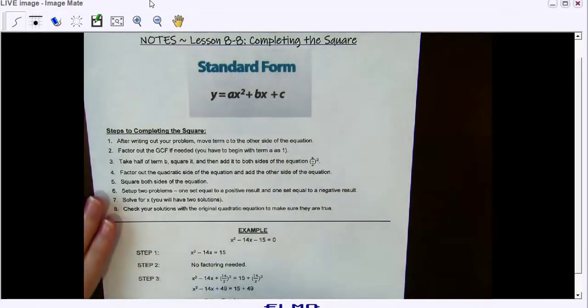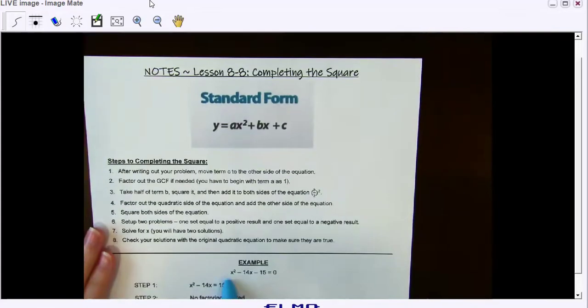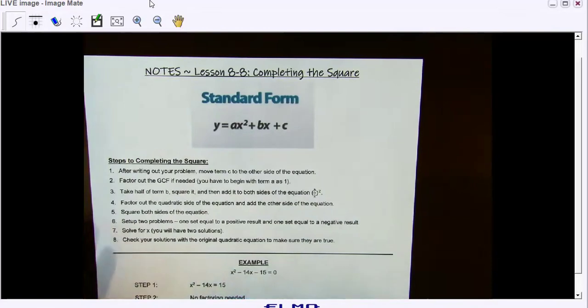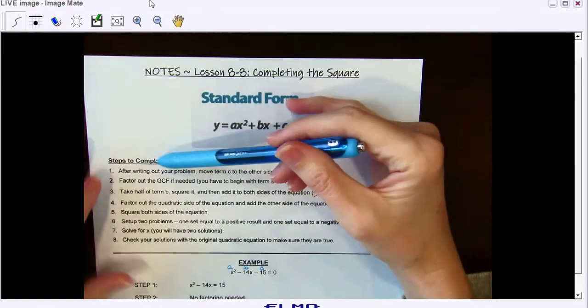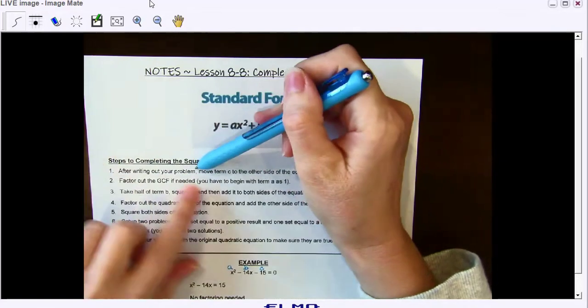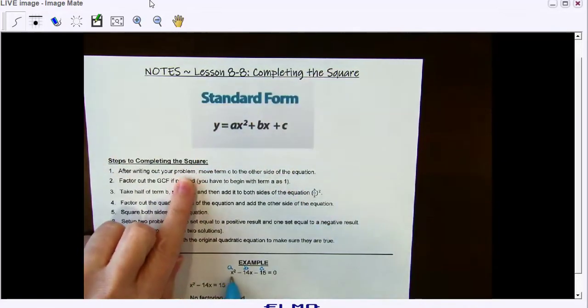Okay, so we're starting out with x squared minus 14x minus 15. Now remember that this is your A term, this is your B term, and that's your C term. So when you're reading the instructions and I say either one of those terms, those are the terms that I'm referring to.